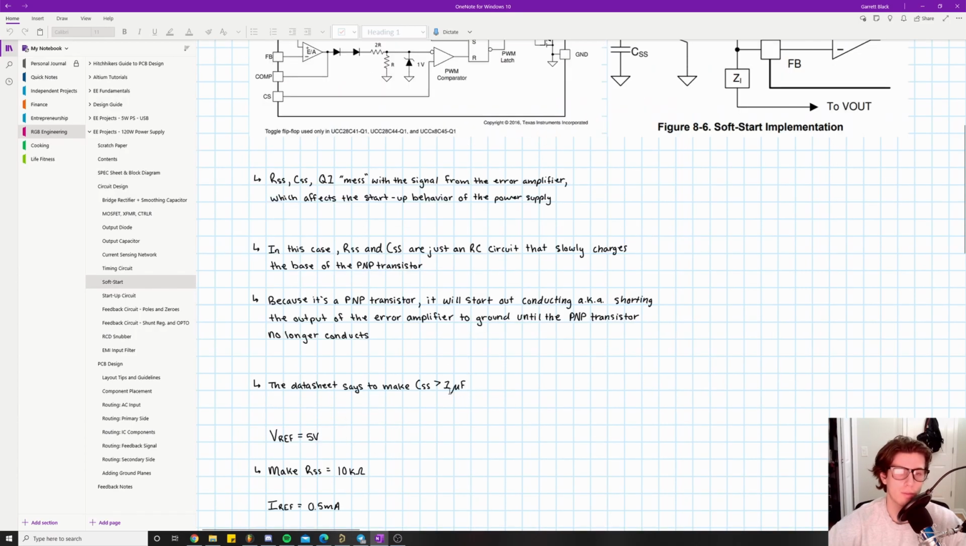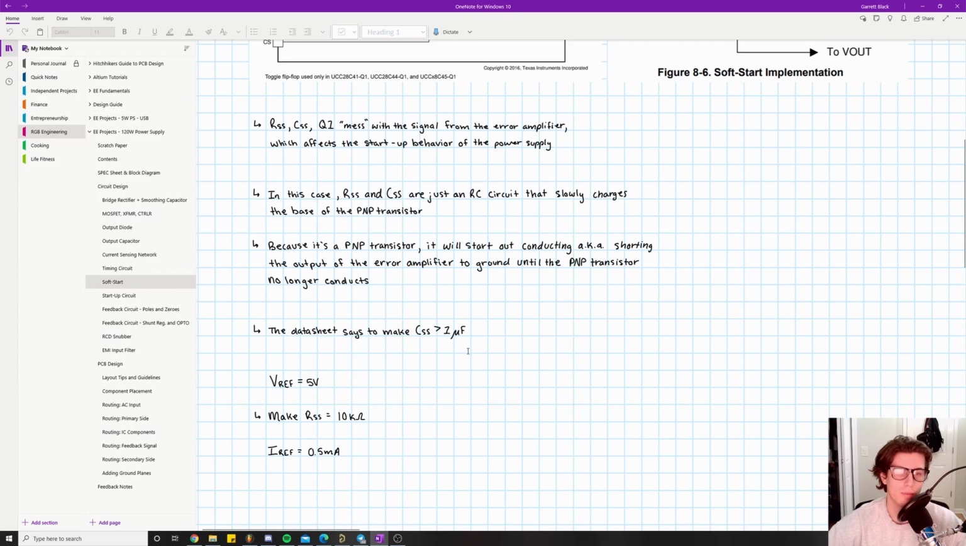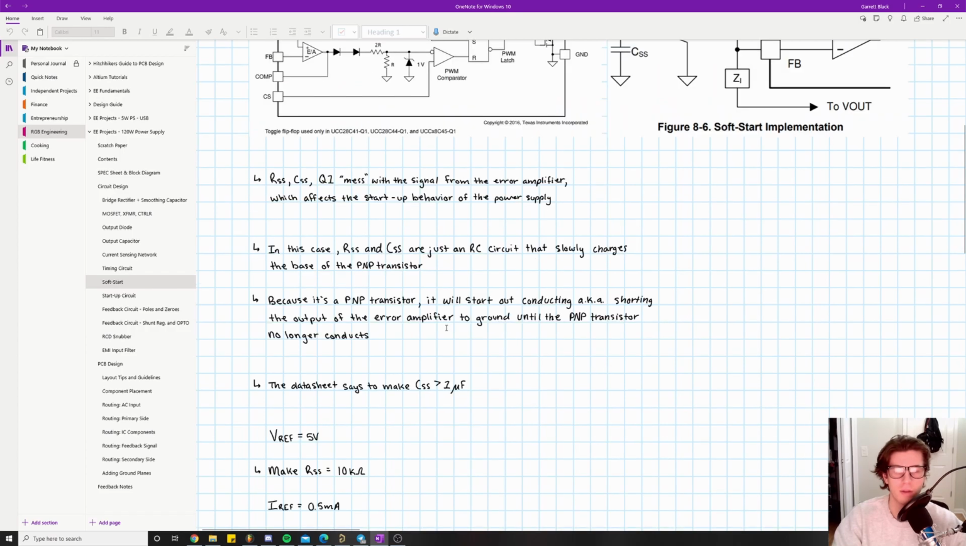So just pick whatever value you want for that. The greater you make this, the larger you make this capacitor, the softer your startup will be, I guess you could say. Other notes I want to make about this.